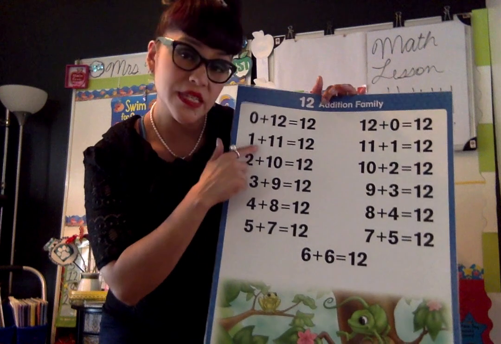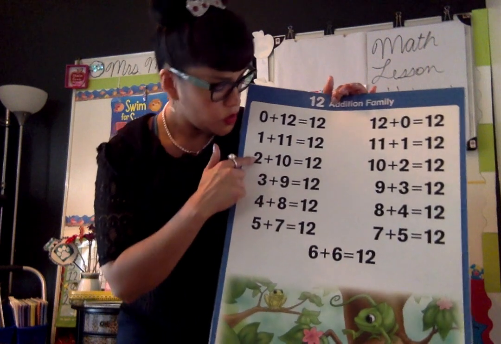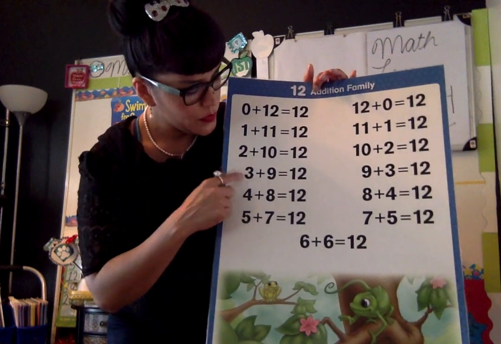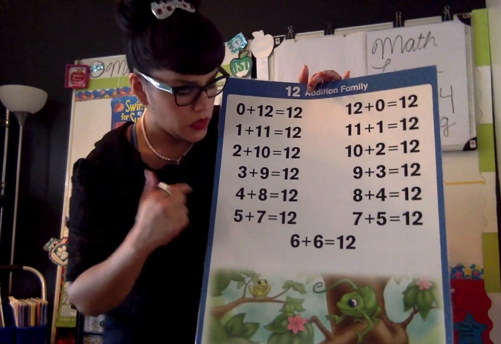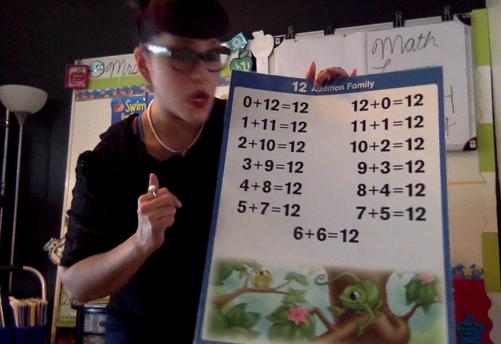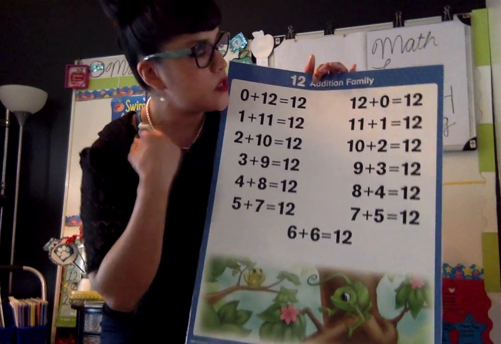12. 1 plus 11 is 12. 2 plus 10 is 12. 3 plus 9 is 12. 4 plus 8 is 12. 5 plus 7 is 12. 6 plus 6 is 12.